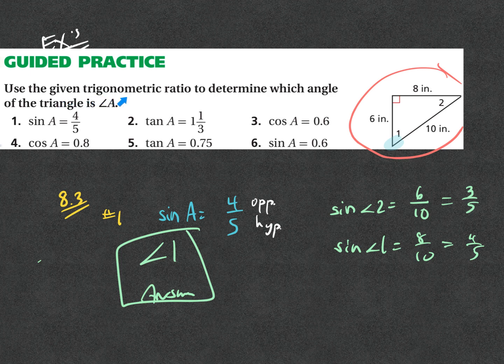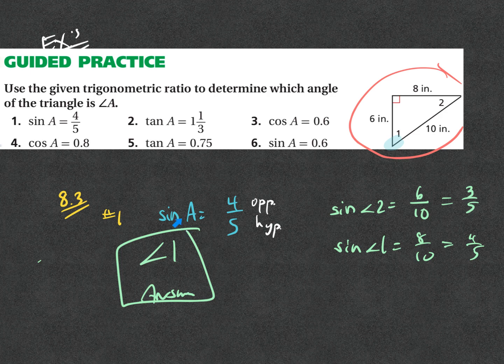All right, in this problem, we're supposed to determine which angle of the triangle is angle A. If sine of A is 4/5, so we're just going to do that one. If sine of A is 4/5, then which angle is angle A? Your options are angle 1 or angle 2.